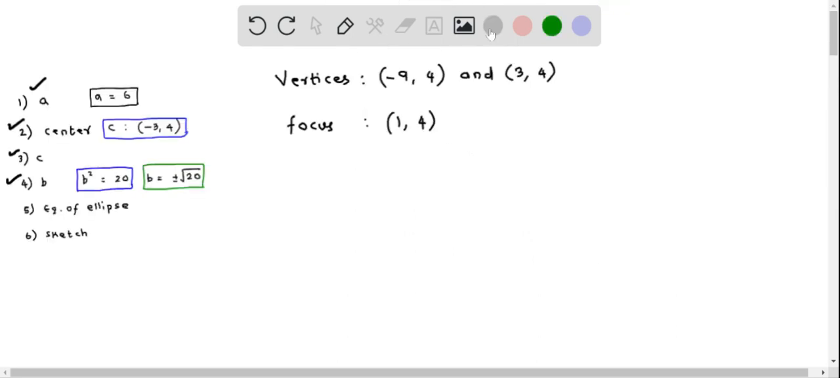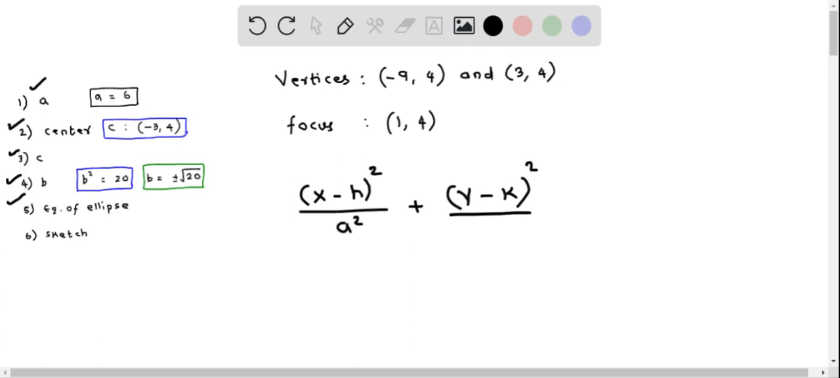Now we write the standard equation of the ellipse. So the standard equation of the ellipse is (x minus h) quantity squared divided by a squared plus (y minus k) quantity squared divided by b squared, and this equals 1. We have all the information. (h, k) is basically the coordinates of the center, and here it is (-3, 4). So we can plug in the values of h, k, and a squared as well as b squared to write the equation of the ellipse.